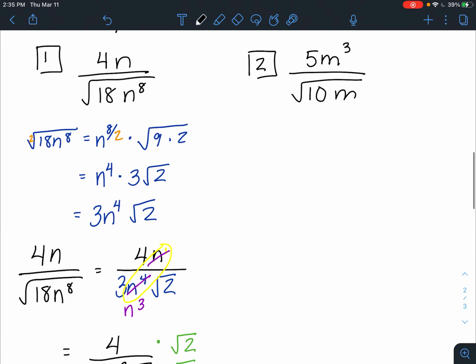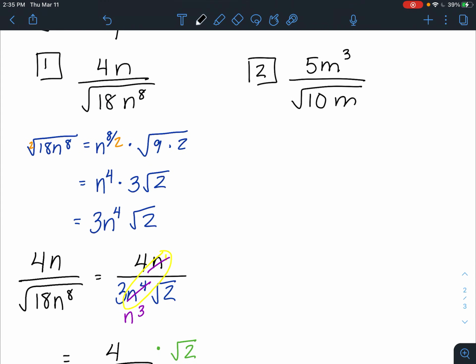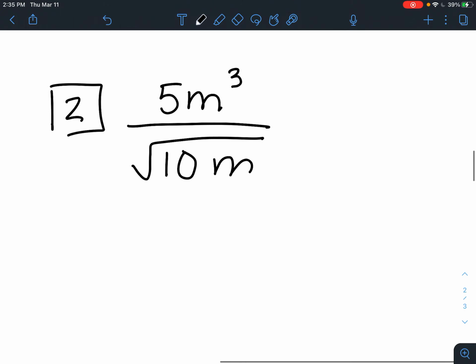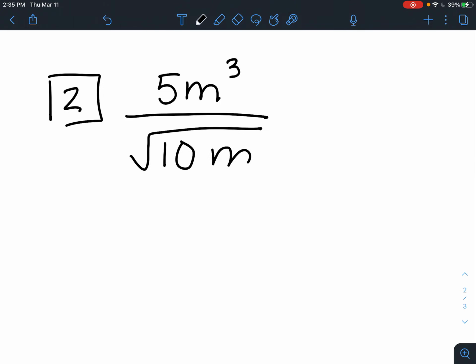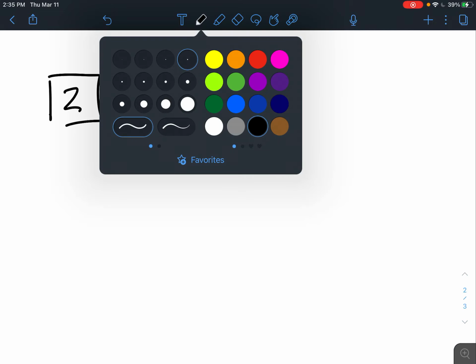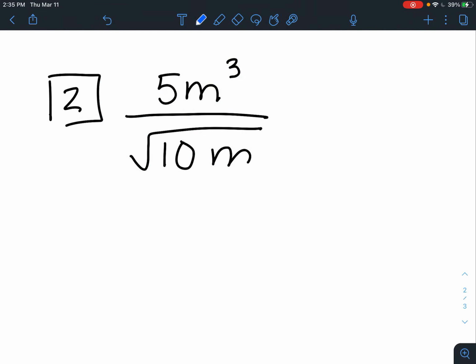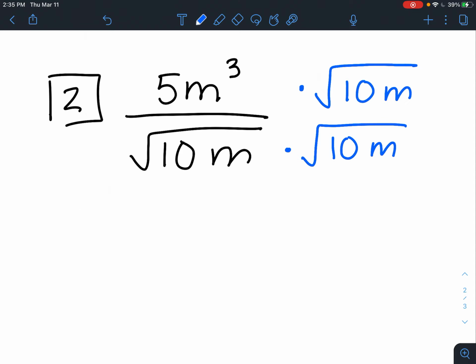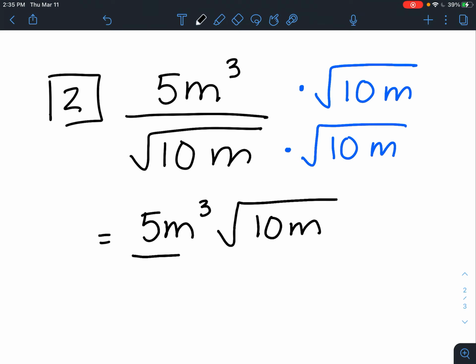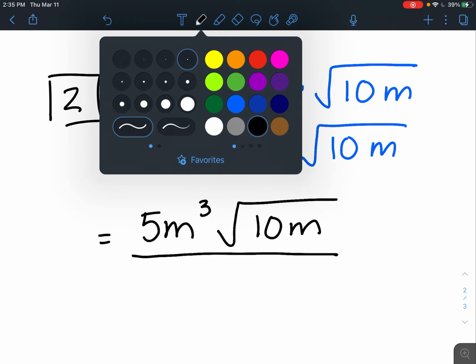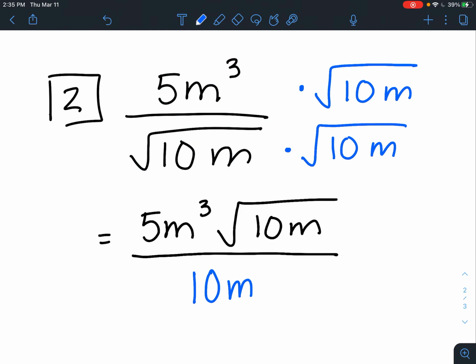Scrolling back up to see an original problem here. Okay, we have 5m cubed over 10m, square root of 10m. Okay, so I can't break down the square root of this. So what I'm going to go ahead and do is just get rid of the square root. So I need to cancel out the square root of 10m. So if I multiply that into the denominator, it will cancel out. So I'm going to multiply it also into the numerator. So in the numerator, I'm going to get 5m cubed times the square root of 10m, and then the square root of 10m times the square root of 10m in the denominator. The square roots cancel out, and I'm just going to get regular old 10m in the denominator.